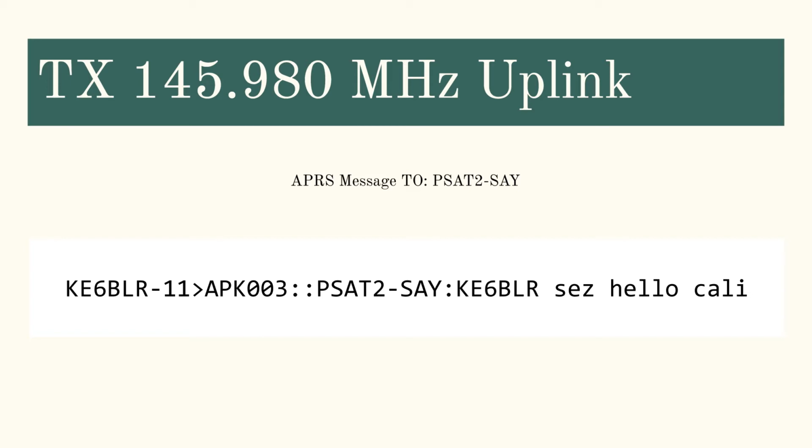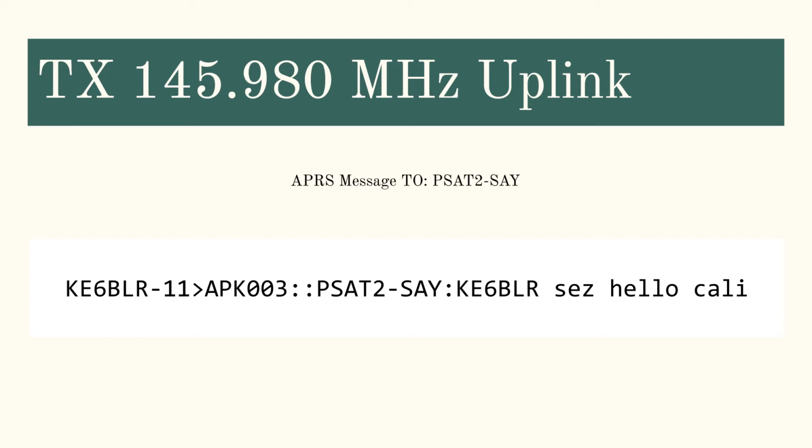The basic format would be, for example, for my radio, the Kenwood, KE6BLR-11, followed by the model of the radio. The manufacturer will auto-inject this little piece right here. So this is the Kenwood TH-D72. And then 2 colons that breaks the path from the message. And then the to part is PSAT2-SAY, and then colon, the message.